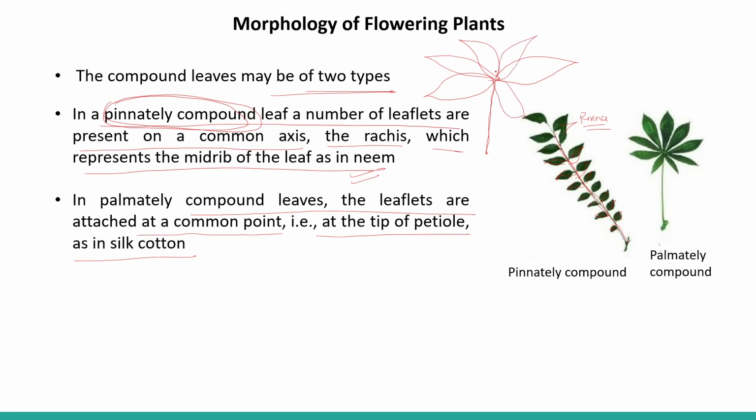Palm-like structure. This is the palm. So these are the leaflets which are attached at one particular point. So the example of such a palmately compound leaf is silk cotton. Okay, so neem is the example of pinnately compound leaf and silk cotton is the example of palmately compound leaf.